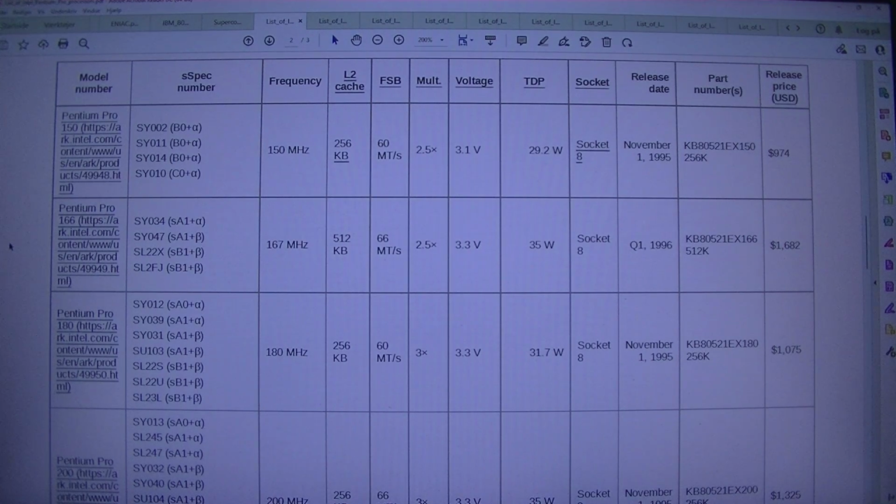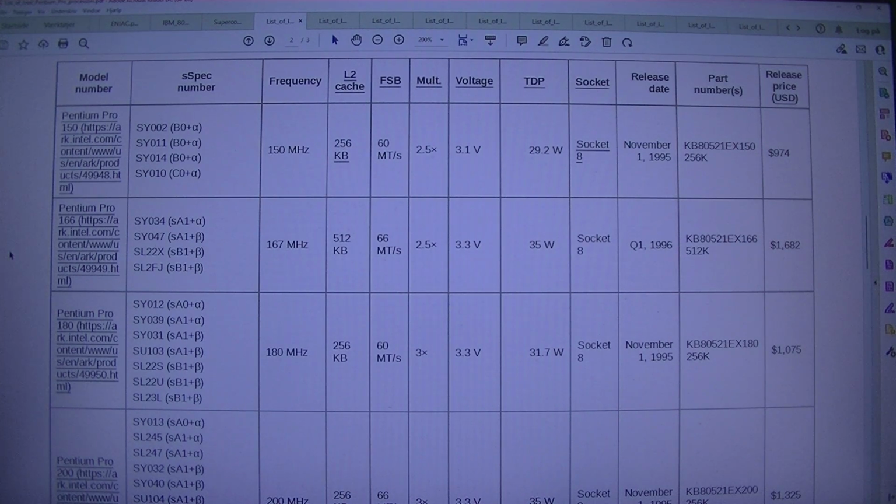$974. Pentium Pro 166: SY034, SA1 plus alpha. SY047, SA1 plus beta. SL22X, SB1 plus beta. SL2FJ, SB1 plus beta. 166 MHz, 512 KB, 66 MHz bus, multiplier 2.5, 3.3 V, 35 W, socket 8. Q1 1996. 80521KX166512K.